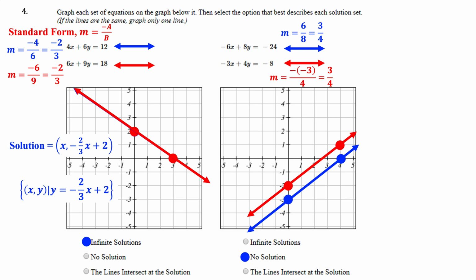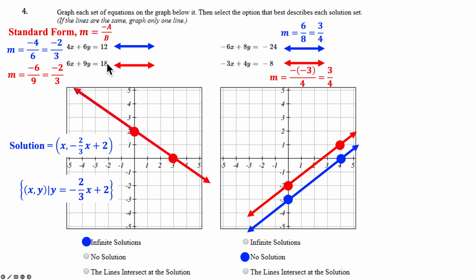When I see stuff in standard form, I'm always glancing at the slope. So if I look at the slope, I'm going negative 4 over 6 reduces to negative 2/3. Negative 6 over 9, negative 2/3. Okay, my slopes are the same. Well, are they going to be the same line, or are they going to be parallel lines? Both slopes came up to be the same.